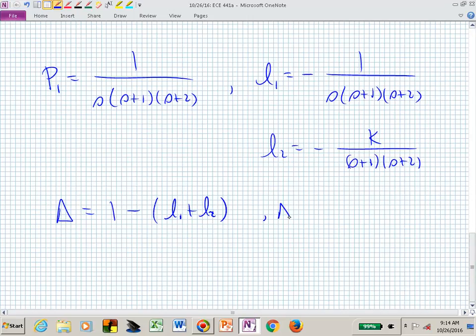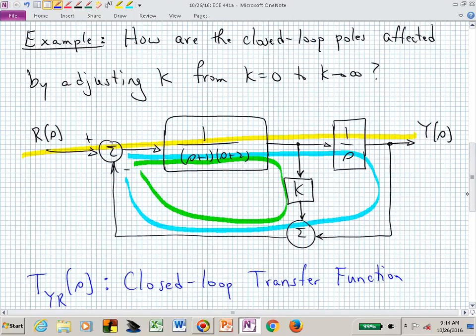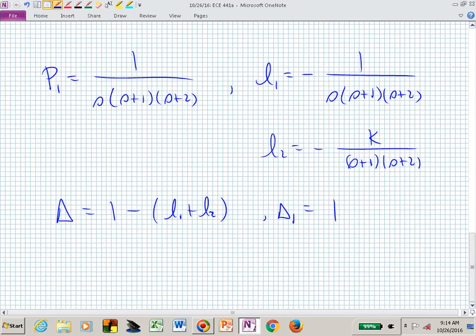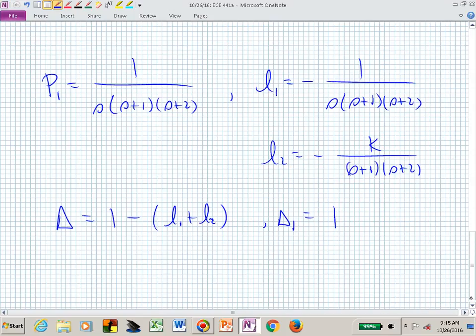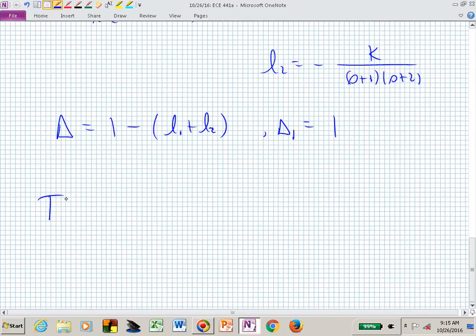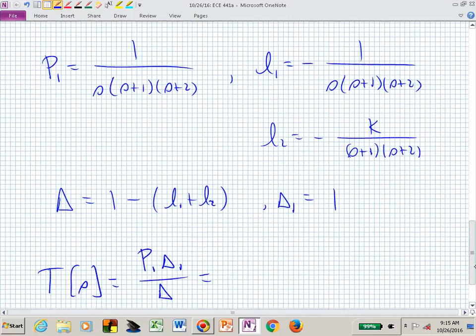And what about our cofactor? If I remove that yellow band, does that disconnect any of the loops? Yeah, it disconnects them all. So I just have a cofactor of 1. There's my cofactor. And now I can show you maybe a little bit more believably where that transfer function came from. That's just this piece.